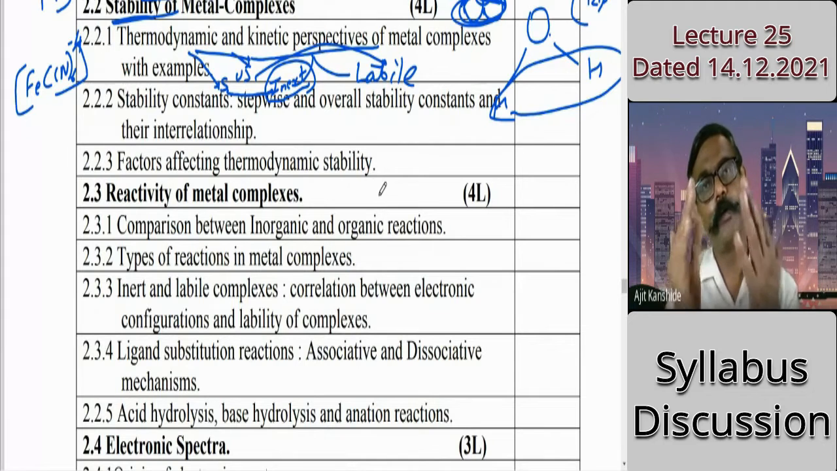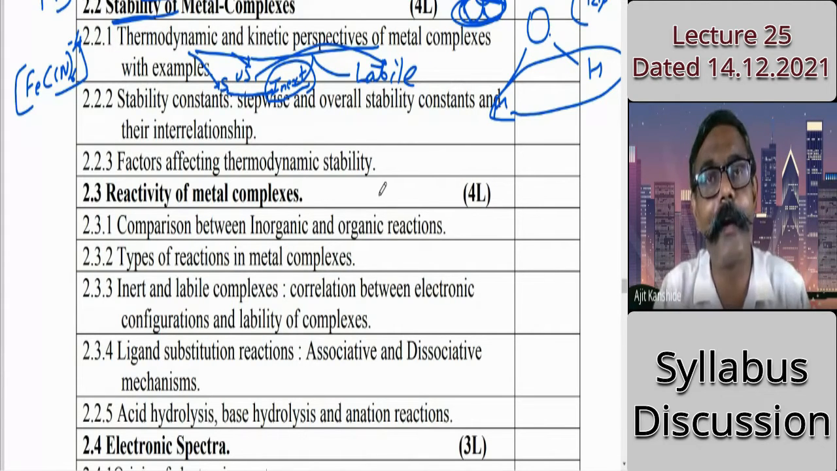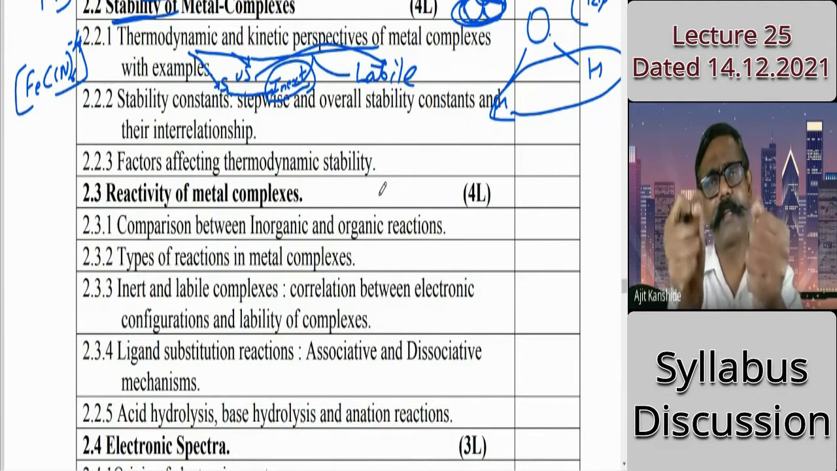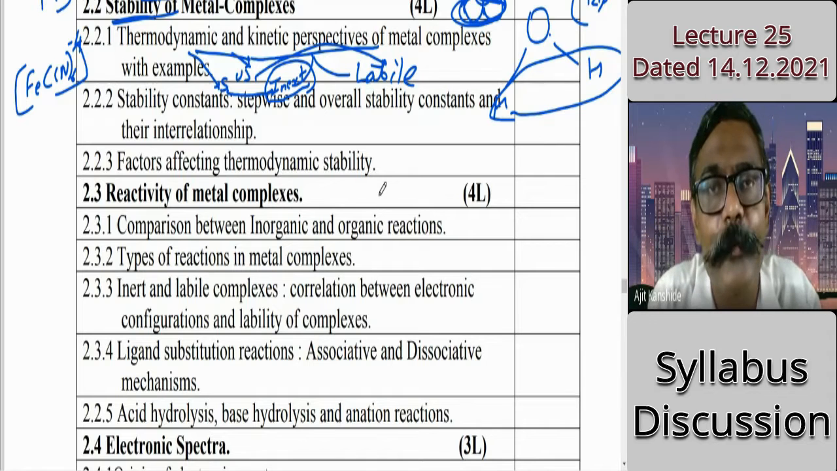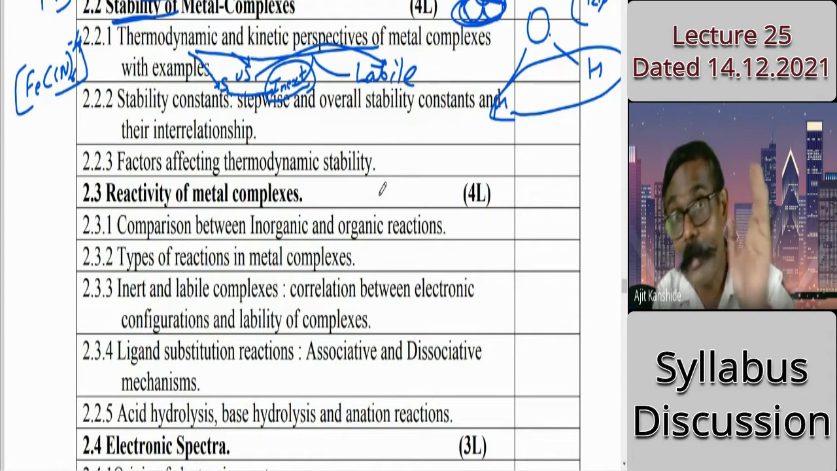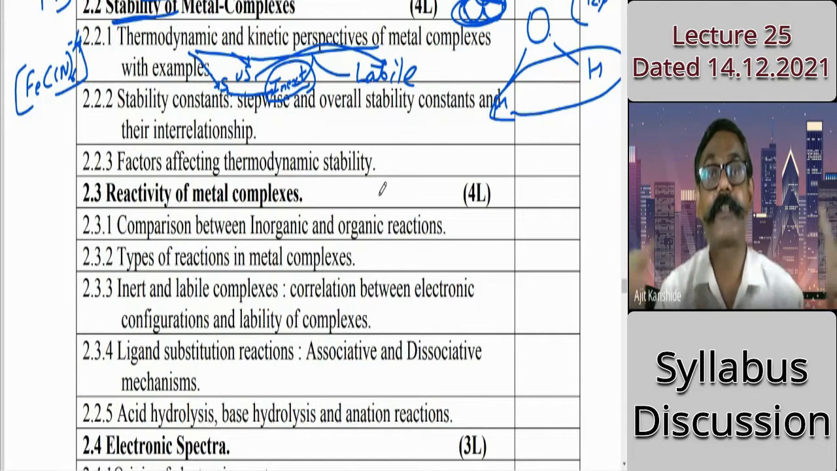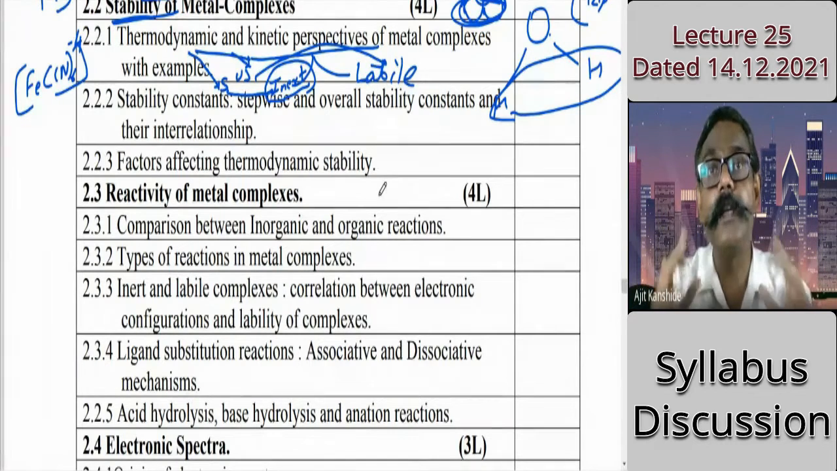Many times it happens, no? You read the book, but you do not read. That is thermodynamically unstable. Atoms are there closer, everything is there, but there is no bond formation. There is no binding. That is thermodynamic instability. And about kinetics, there is an exchange, or there is a speed of the reaction.